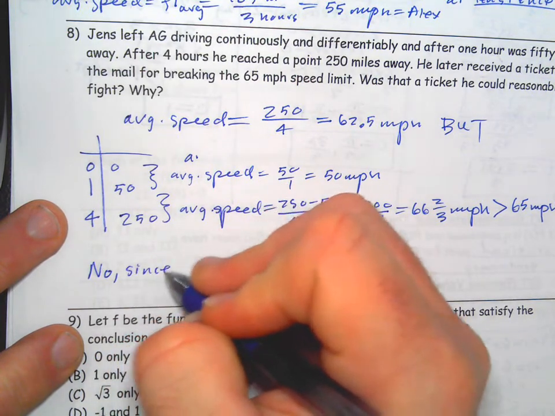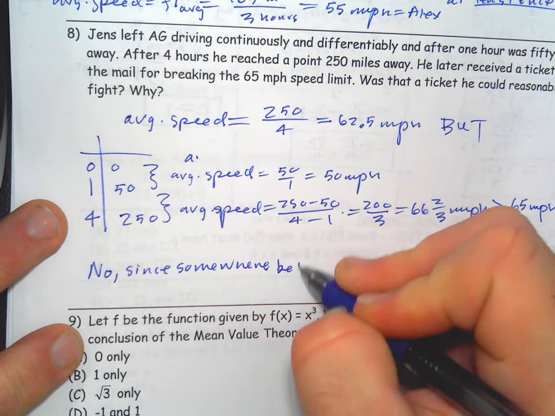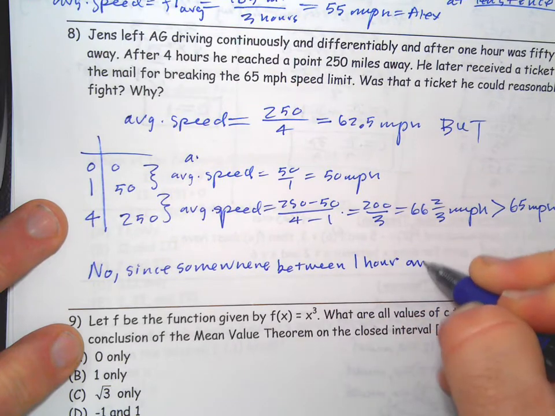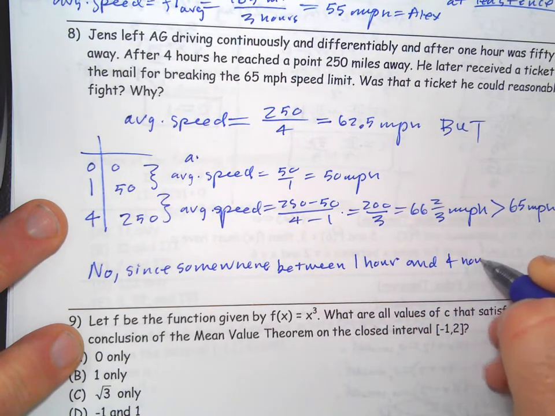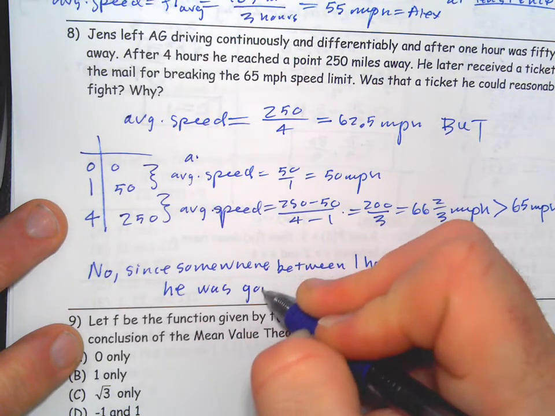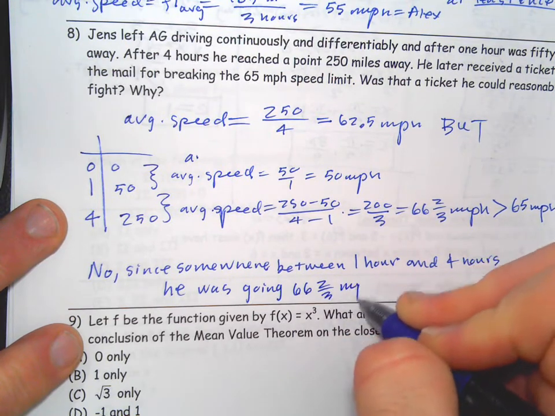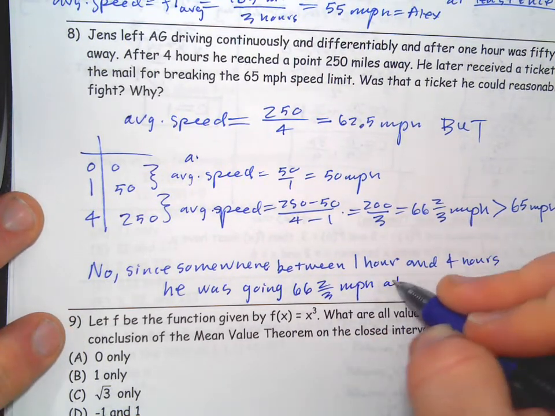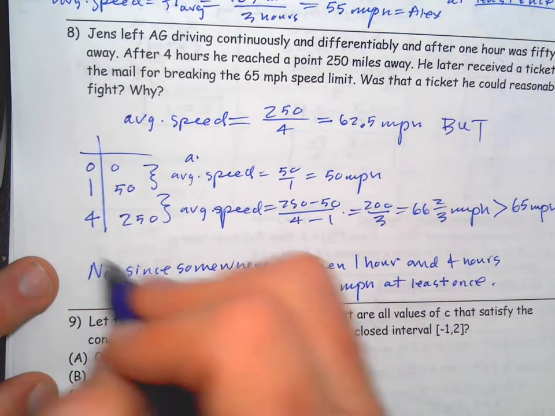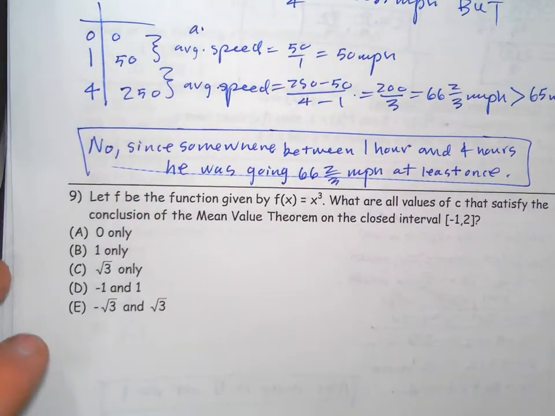since somewhere between 1 hour and 4 hours, he was going 66 2/3 miles per hour. At least once, maybe more. There you go. Watch out for those judges that know calculus.